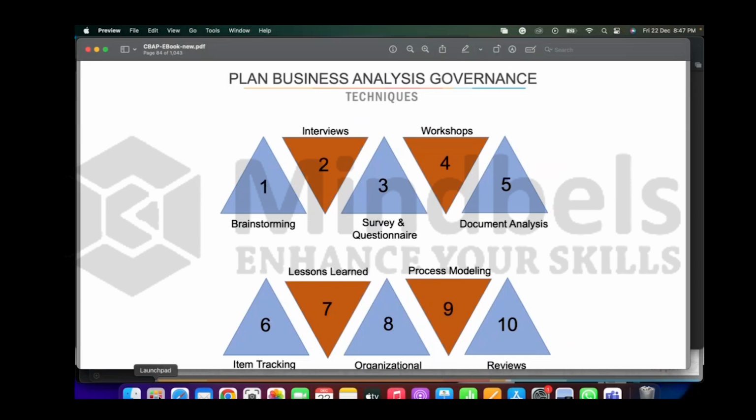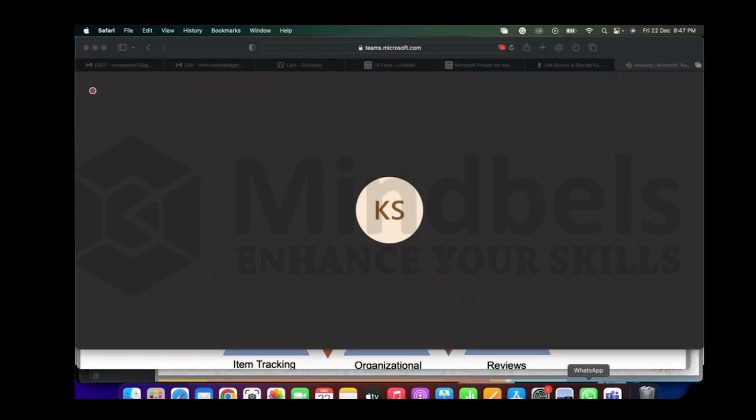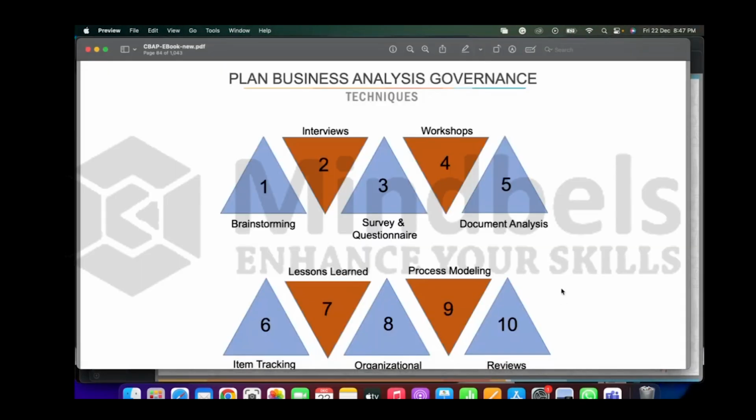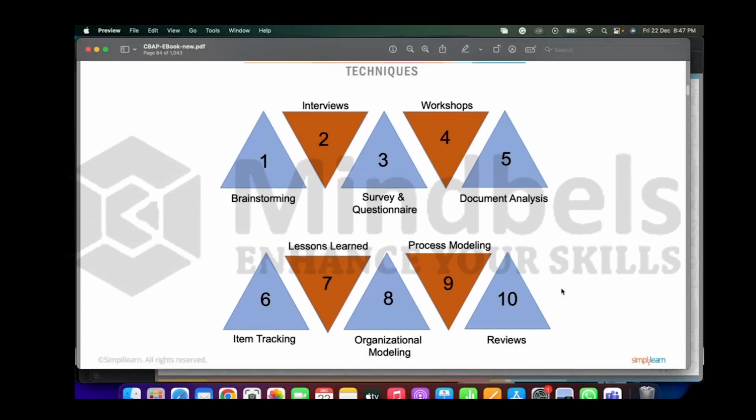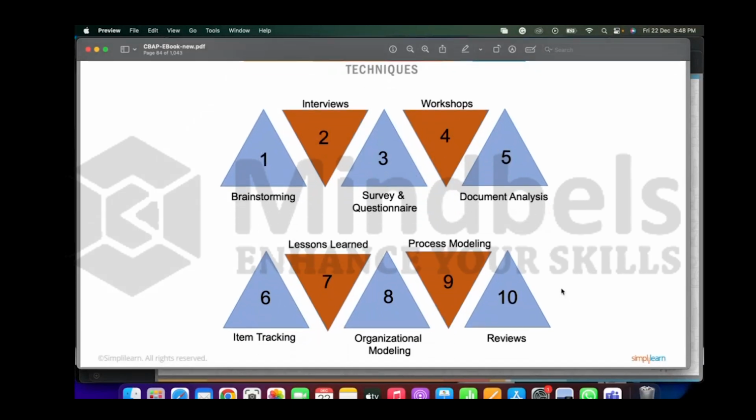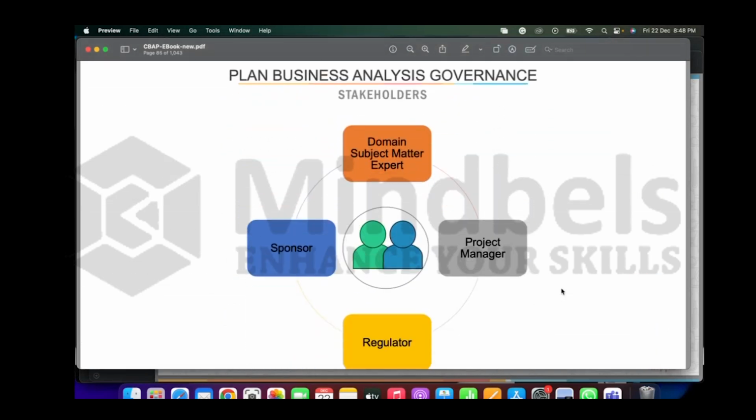Next, what are the techniques for BA governance? There are 10 different techniques that can be applied. You can do brainstorming, interviews, workshops, surveys and questionnaires, document analysis, item tracking, lessons learned, organizational modeling, process modeling, and reviews. These are a few of the techniques that you can apply to identify the best way to handle your projects.